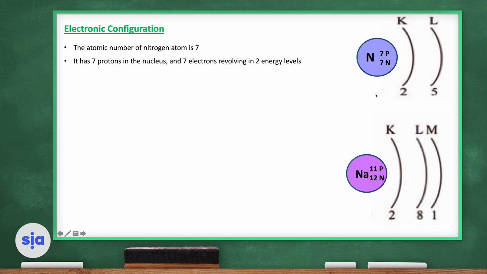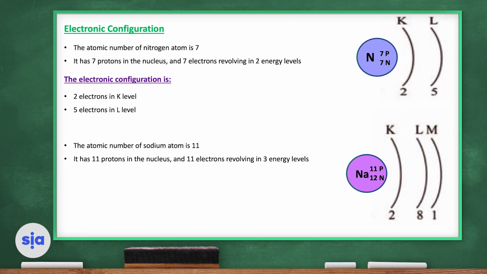The atomic number of nitrogen atom is 7. So the nucleus contains 7 protons. It has 7 protons in the nucleus and 7 electrons revolving in 2 energy levels. Therefore, the electronic configuration will be 2 electrons in K level. K level can hold up to 2 electrons, not more, and 5 electrons in the L level. The total is 7.